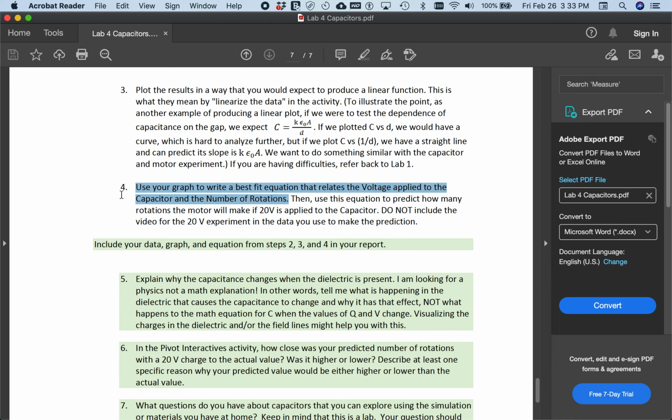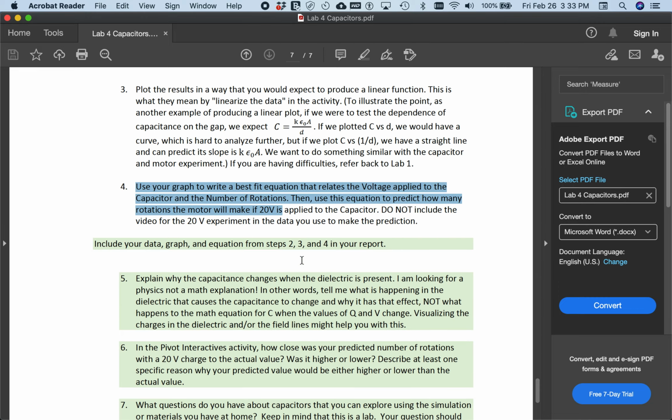So here basically they will have a graph for up to some voltage, and then using their best fit equation, they can just insert this value of 20 volts and predict the number of rotations for 20 volts. Okay, so that's about it here.